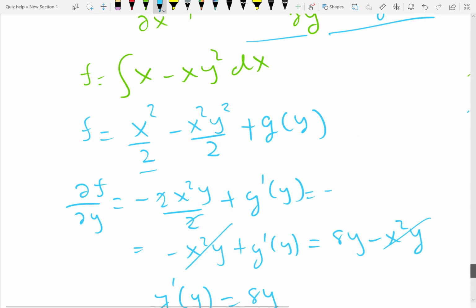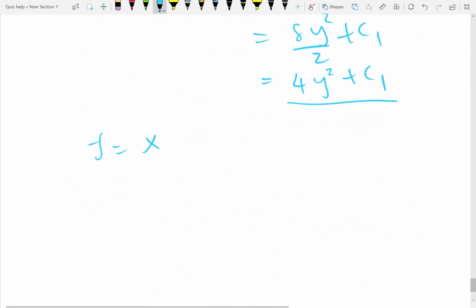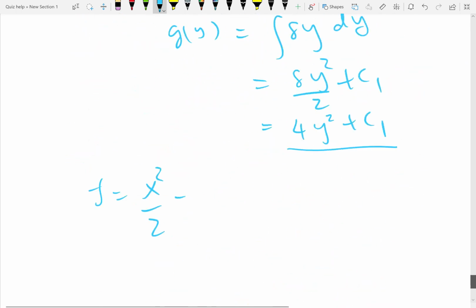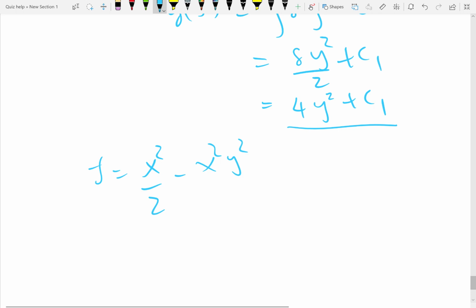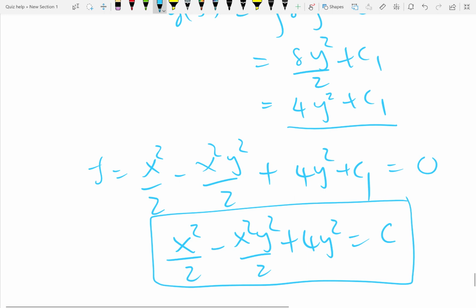We know what f is. f is x squared over 2 minus x squared y squared over 2, and we fill in g, which is now 4y squared plus c1, so this should be equal to 0. So your solution is x squared over 2 minus x squared y squared over 2 plus 4y squared. Let's take the c1 to the other side as a constant, and this is our answer for the differential equation.